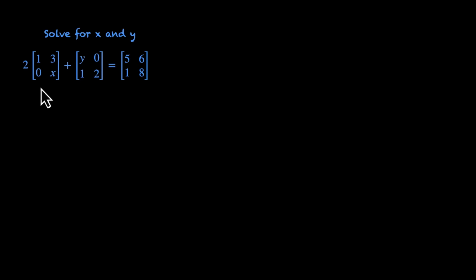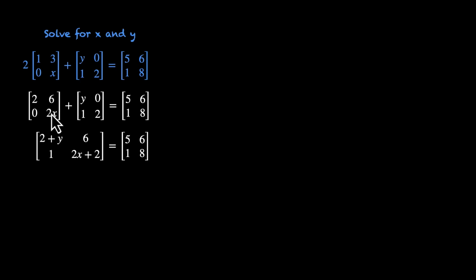So let's first multiply this. We have 2 times this matrix, this becomes 2, 6, 0 and 2x. All the elements get multiplied by 2, plus the same thing, [y 0; 1 2], equals [5 6; 1 8]. What can we do next? We can add these two. So when we're adding, the corresponding elements will get added. We have a new matrix which is 2 plus y, 6 plus 0, 0 plus 1 and 2x plus 2. This is equal to [5 6; 1 8].